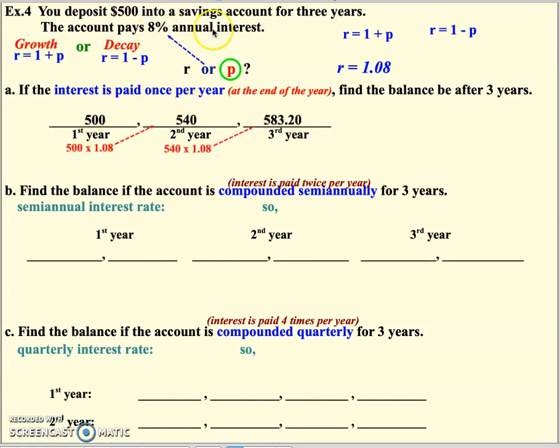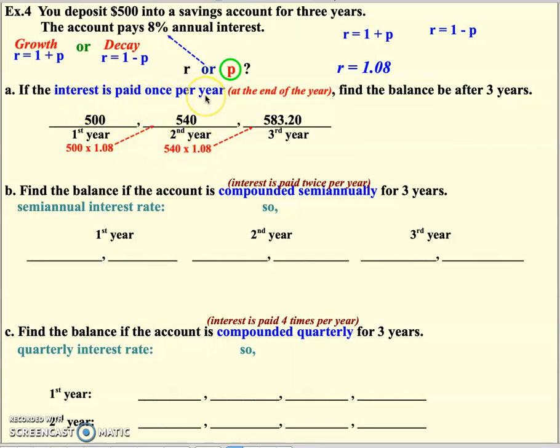8%, that's an 8% increase. When you're talking about gaining interest, you're going to increase your investment. So there's the 1 point again. 1 brings along the 500, and 0.08 brings along the increase. So in other words, my 0.08 actually from 500 to 540 produced the $40, and the 500 came with. And so on down the line.